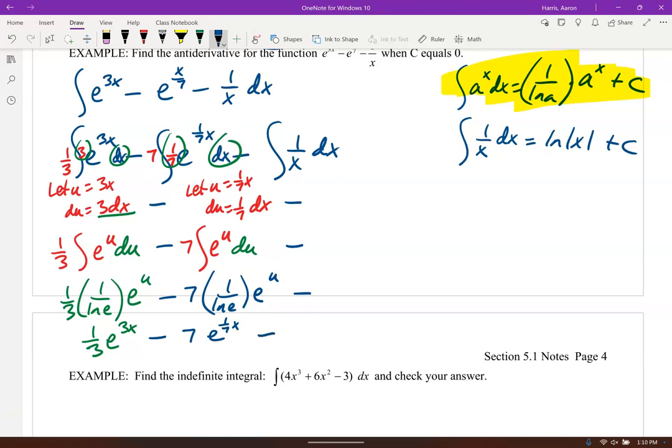Now let's finish the last one. Minus the integral of 1 over x, natural log of x. Don't forget the plus constant.